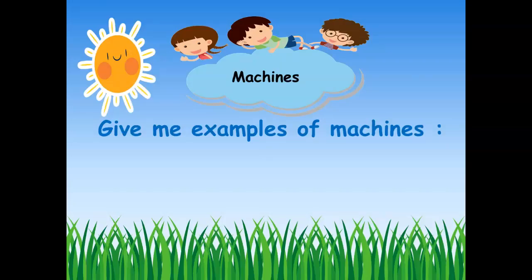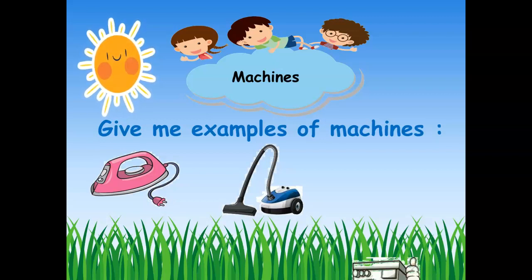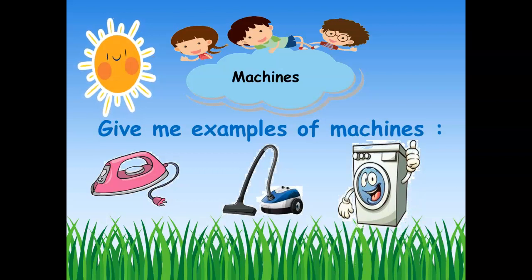Now, girls, give me examples of machines. Like what? Like iron. Number 1, iron. Number 2, vacuum cleaner. Number 3, washing machine. We have so many machines, but in my lesson today we will learn iron, vacuum cleaner, and washing machine.